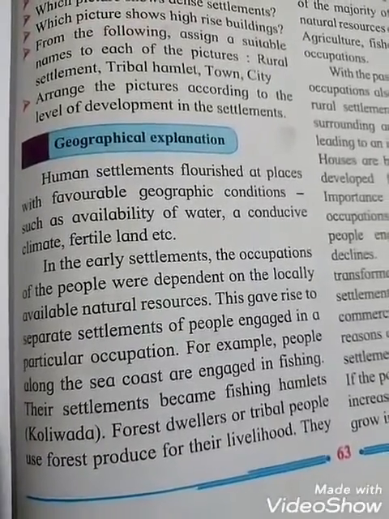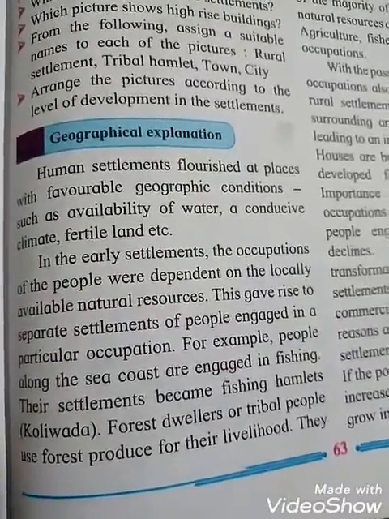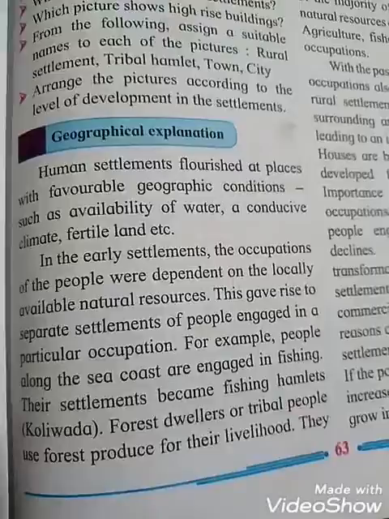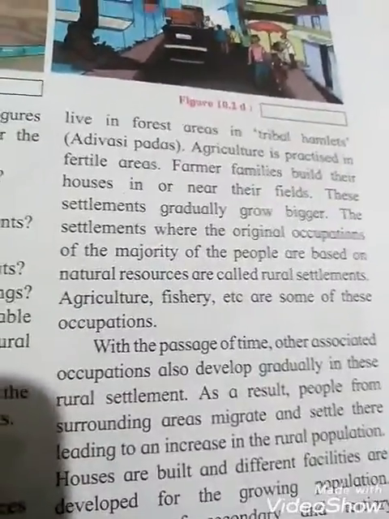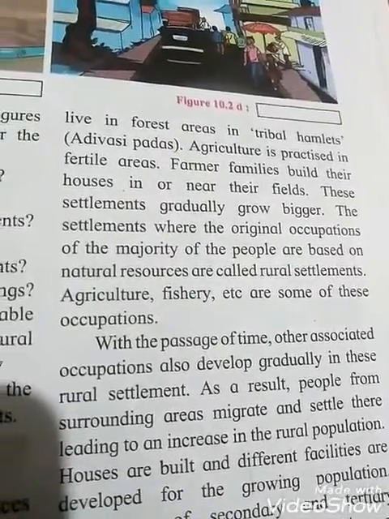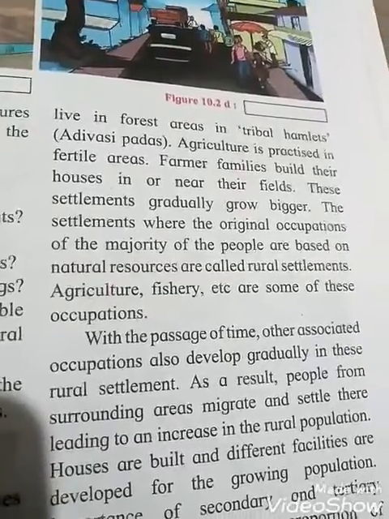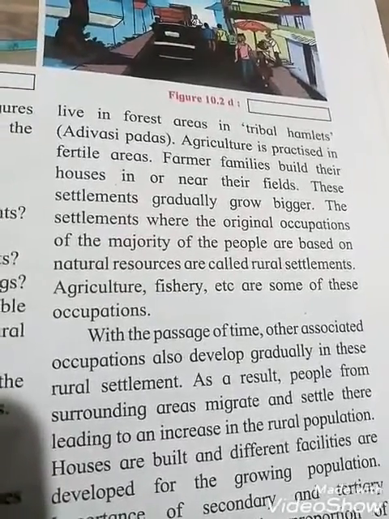Suppose people are living near the sea coast, they are doing the fishing occupation, so this way they selected their occupations. And suppose forest dwellers or tribal people are there, they use forest produce for their livelihood, and they live in the forest areas in tribal hamlets, that is Adivasi Pada. Agriculture is practiced in fertile areas. Suppose the land is fertile, people will do agricultural activities. Farmers' families build their houses in or near their fields.